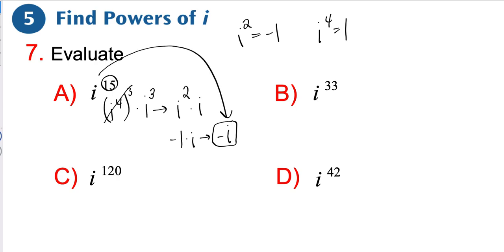So recap how we do this. We look how many i to the fourths we can take out. We just get rid of them. Okay? We don't need them anymore. And then whatever we have left, we simplify using i squareds.